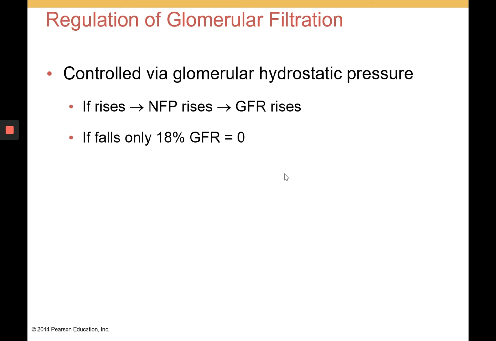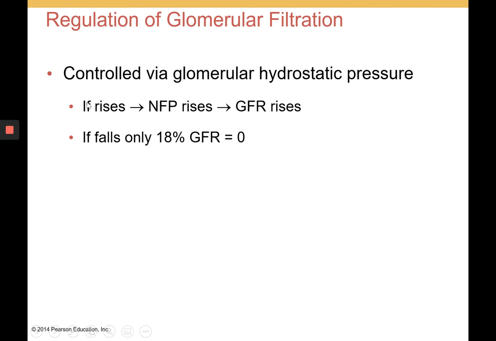So we're going to control glomerular filtration via glomerular hydrostatic pressure. That's what we're going to be looking at, to decide what to do about glomerular filtration rate. If, for example, hydrostatic pressure rises, it's going to cause NFP, or net filtration pressure, to rise, and that will affect glomerular filtration rate.